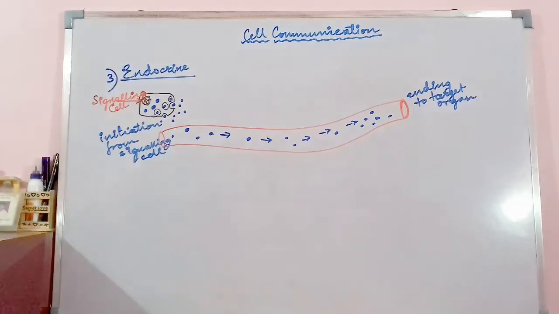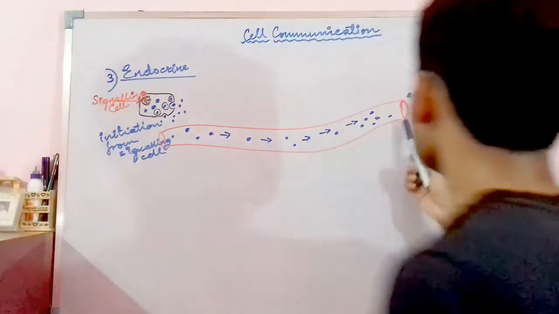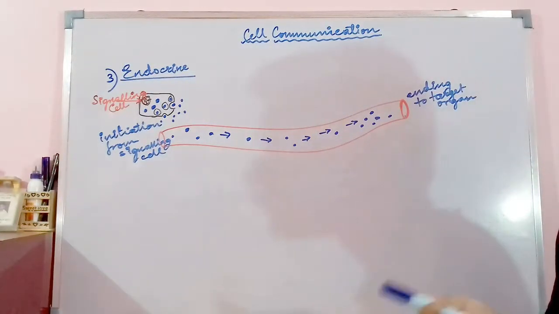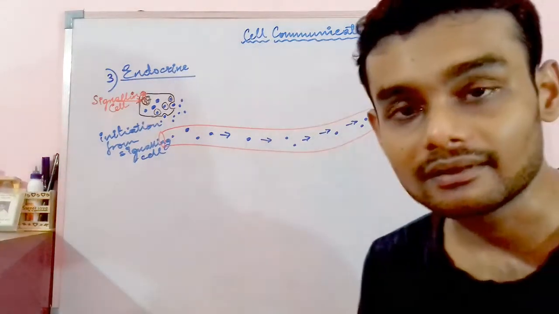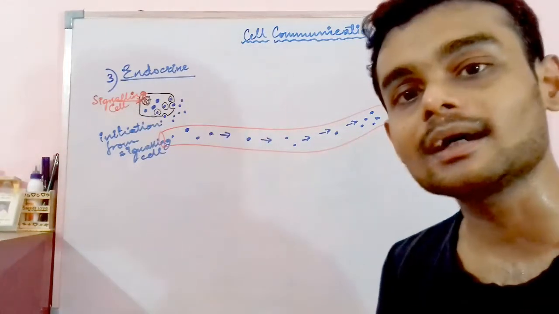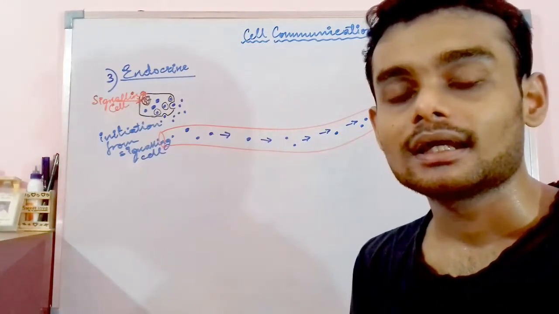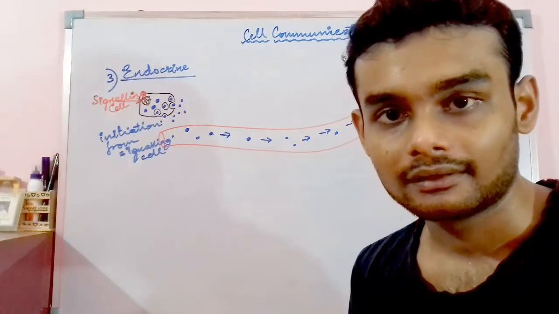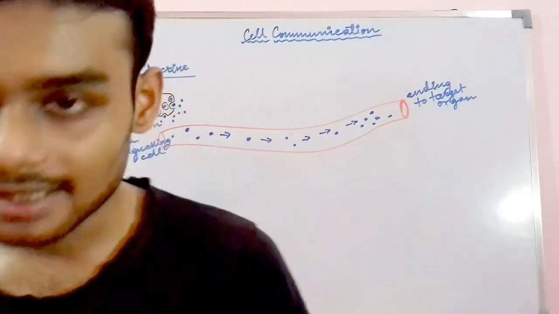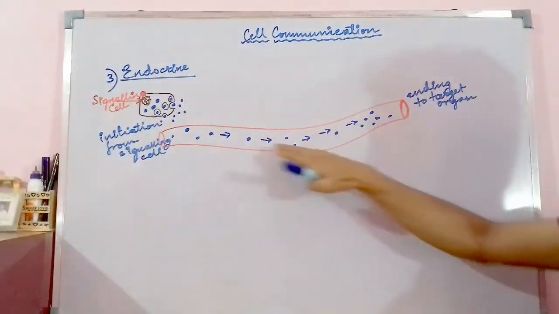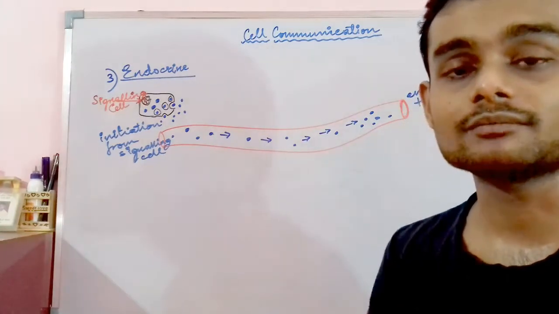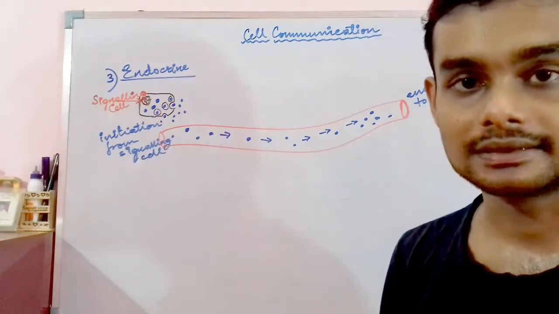Okay, now this particular portion right here might or might not be blood capillaries. Why? Because it is not always evident that the signaling molecule will end up in the blood capillaries of the target organ. It is not always possible, because the signaling molecules which are traveling via the blood capillary can extravasate. Extravasate means go out of the blood capillary.